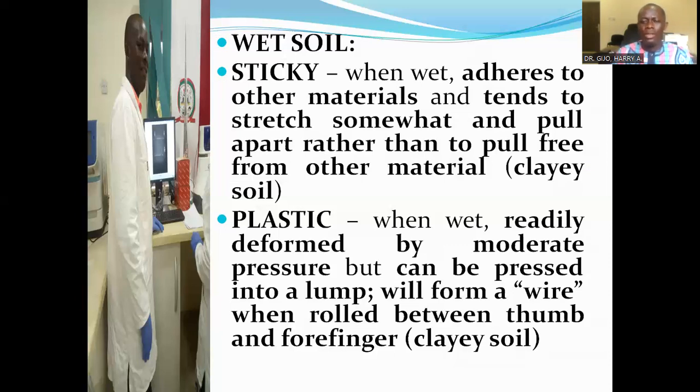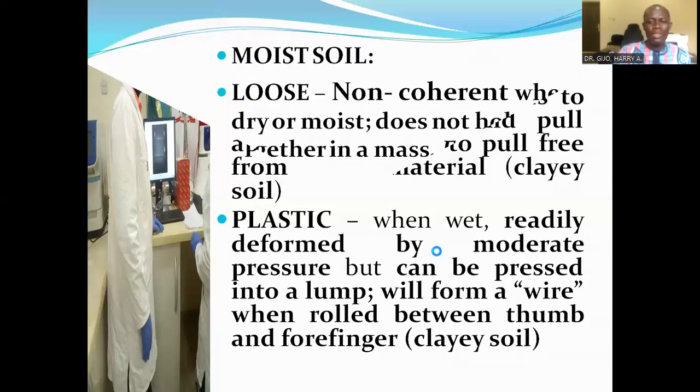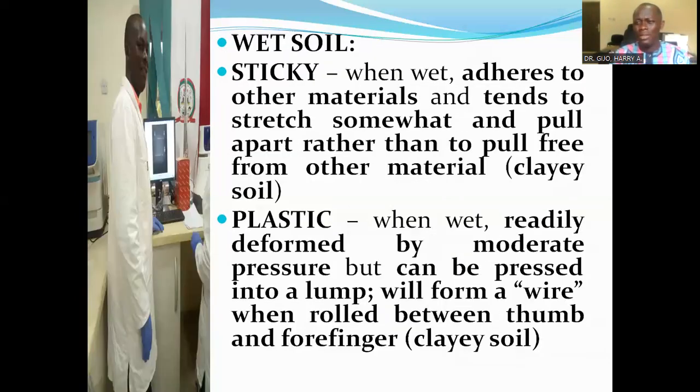Then it will form a wire when rolled between thumb and finger. So the soil becomes plastic, it becomes malleable, it can be molded into various shapes. Such a soil can easily be molded into various shapes. A typical example is the clay soil. Such a soil is said to be plastic.